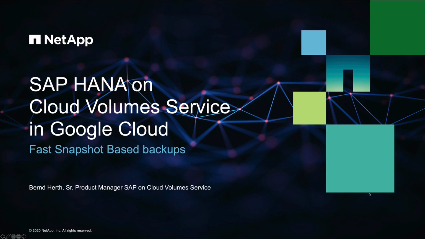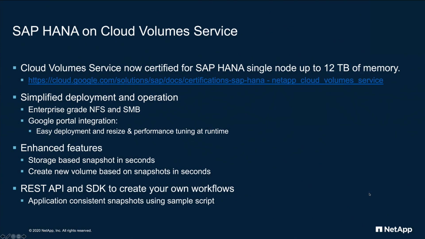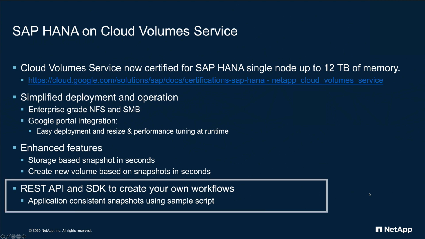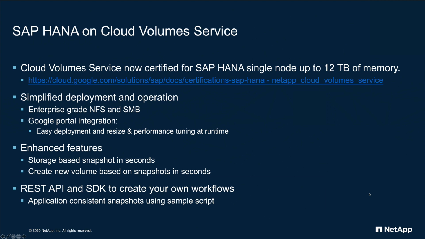And today I'd like to show you how to use fast application consistent backups in Google Cloud using Cloud Volume Service. With Cloud Volume Service now being certified for SAP HANA single node up to 12 terabyte of memory, customers can now benefit from simplified deployment and operations, enterprise-grade NFS, enhanced features like snapshots, and in today's video I'd like to show you how you can use the REST API and SDK to create your own workflows using a sample script that creates an application consistent snapshot backup for SAP HANA.